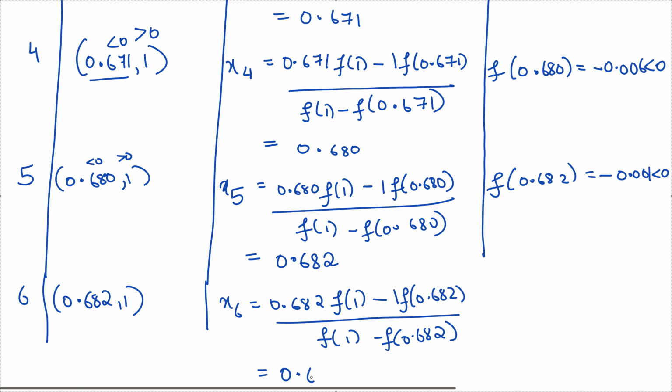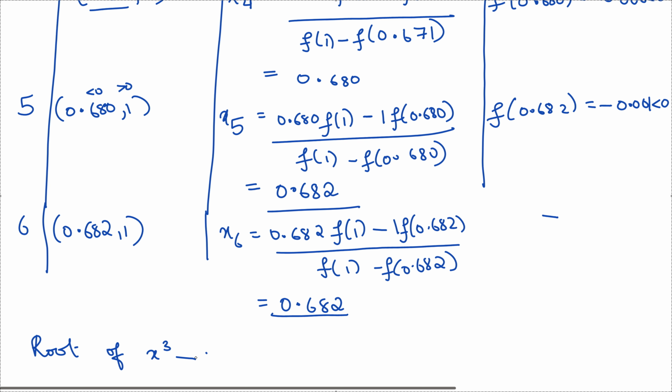So since our x values are repeating, we can say that this is the root correct to 3 decimal places. So we can say the root of x cube plus x minus 1 is 0.682.